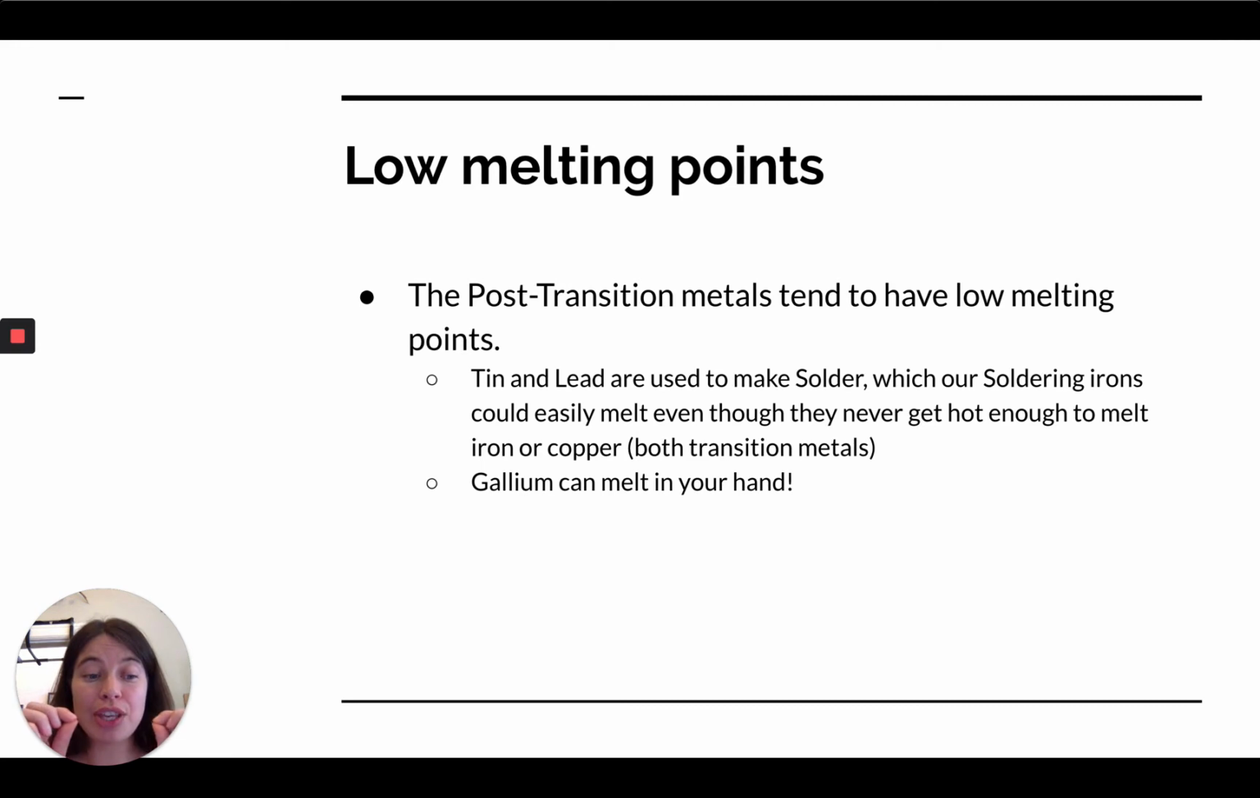But the solder that you used is made out of tin, or in some cases lead, and both tin and lead are post-transition metals. So like all the post-transition metals, they tend to have really low melting points, low enough that you could melt them with a soldering iron. There are some, like gallium, that can melt at body temperature. So if you hold gallium in the palm of your hand, it'll just melt.